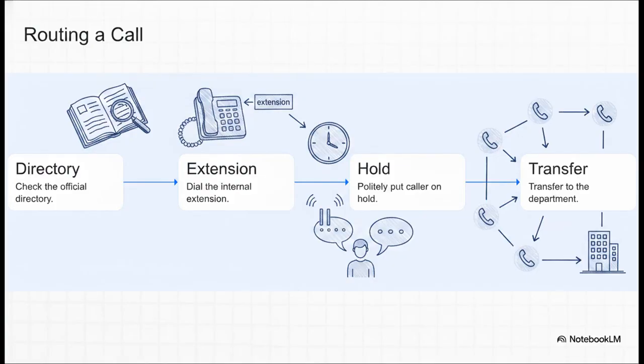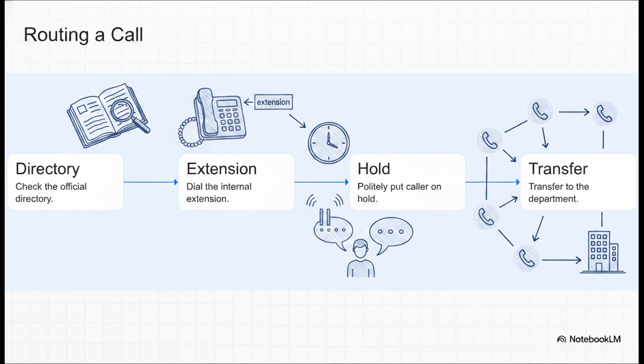Once the receptionist answers, here is your structured lifeline for routing a call. First step, check the directory. That's your official master list of names, phone numbers, and departments. Second, locate their extension. That's the additional internal phone number connected to the main office line.